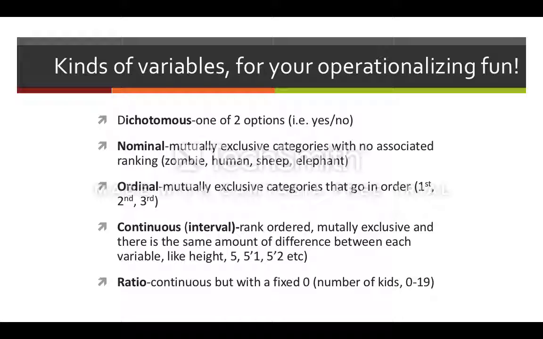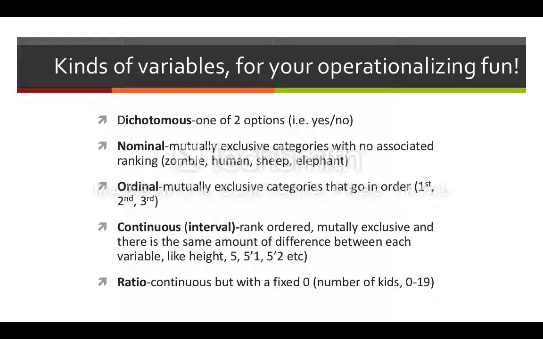Ordinal variables are mutually exclusive categories that have some kind of ranking or order to them. So for example, levels in school, preschool, elementary school, middle school, junior high, high school would be ordinal variables because typically we begin in preschool and progress through the variables to high school.